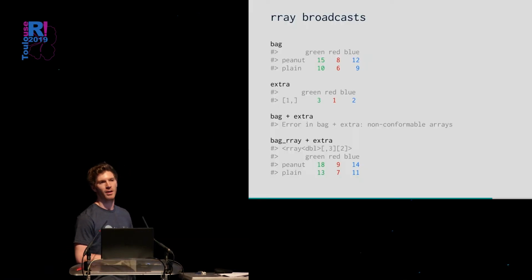RA as a package broadcasts all throughout. So in arithmetic operations it does, but it also does in these other manipulation functions that you'll see in a moment. If you just had bag and extra here and you tried to add them together, you'd get non-conformable arrays. But if either one of these was an RA object, or if you used the RA_add function with 2 base matrices, they would be added together in a way that broadcasts.